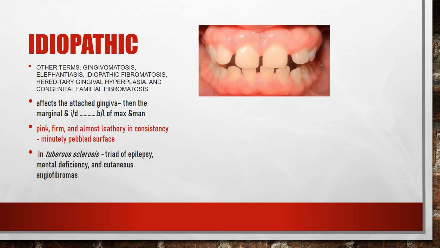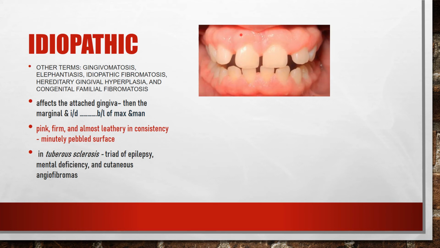Then coming to the idiopathic gingival enlargement, that is due to unknown reasons. It can be called gingivitis elephantiasis, idiopathic fibromatosis, hereditary gingival hyperplasia, and congenital familial fibromatosis. This mostly affects the attached gingiva first, and then it involves the marginal and interdental region. You can see it in both the maxilla and mandible, on both buccal and lingual sides.